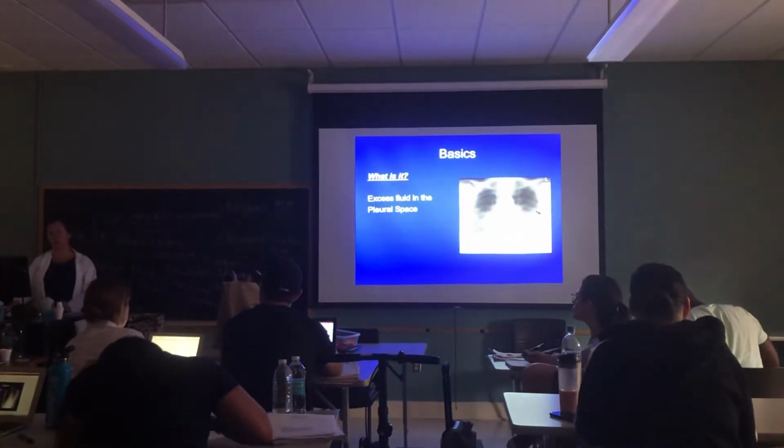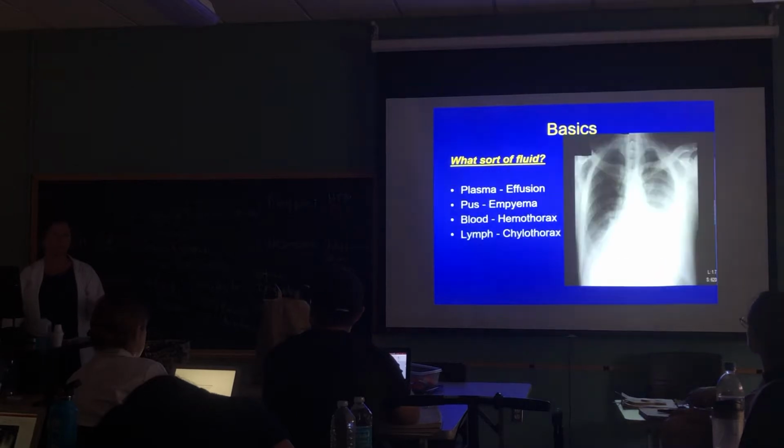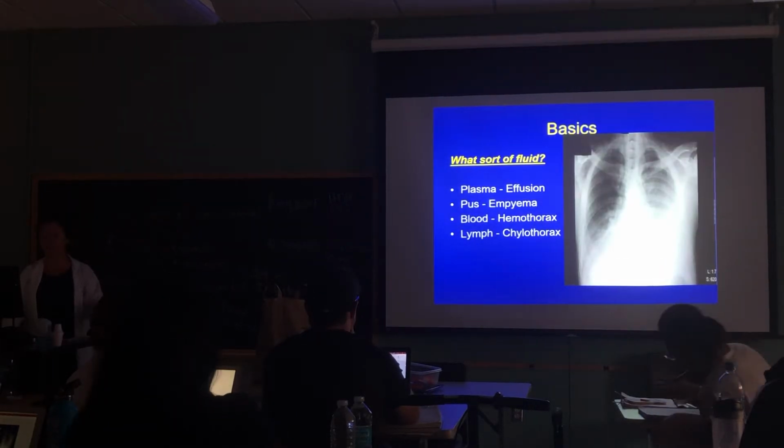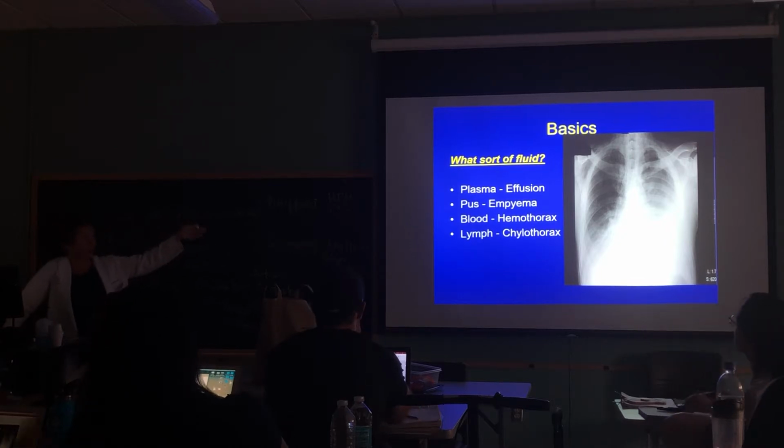Classification that I already went through, which is a transudate or an exudate. So basically a pleural effusion is no more than fluid in the pleural space. I gave you the types that you can have, like plasma, serous type, pus is an empyema, blood is a hemothorax, and lymph is a chylothorax.